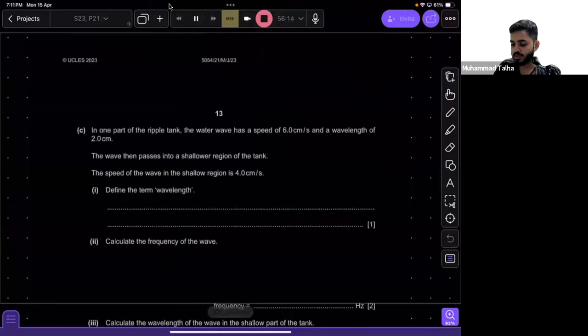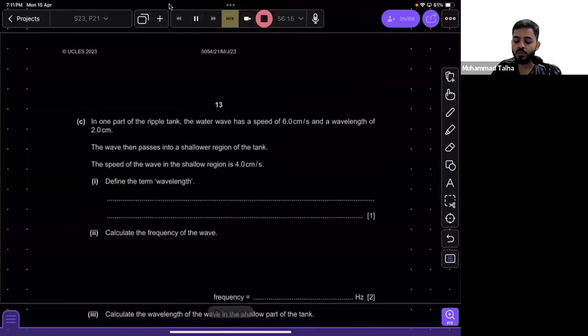All right. Part C, in one part of the ripple tank, the water wave has a speed of 6 centimeters per second and a wavelength of 2 centimeters. The wave then passes into a shallower region of the tank. Speed of the wave in the shallower region is 4 centimeters per second.